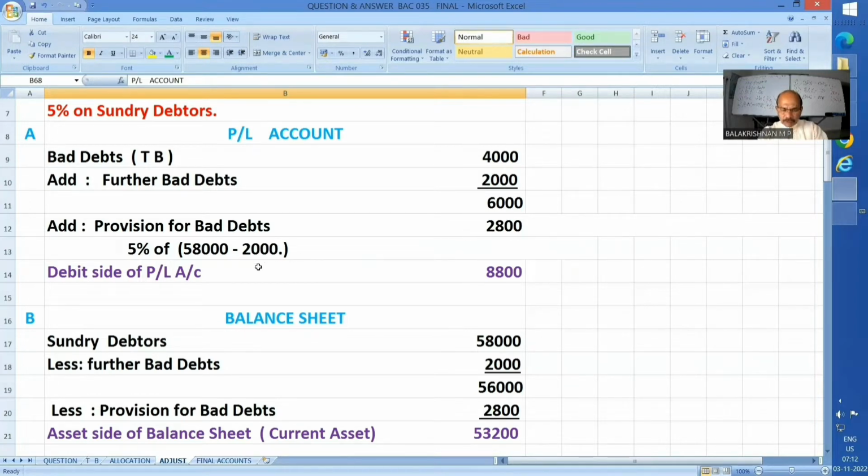Provision has to be created on good debtors. That means after removing the further bad debts, never consider the bad debts in the trial balance, because that has already been accounted against debtors. Because the entry passed at that time was bad debts to sundry debtors. After that only, we got this sundry debtors 58,000. Okay, fine.